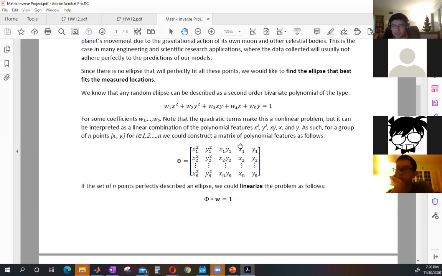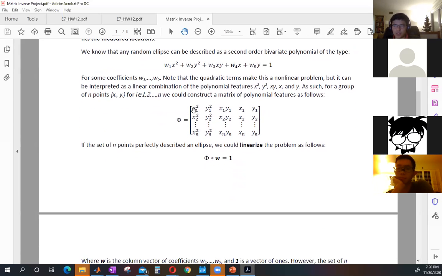So if these described a perfect ellipse, then we could write this matrix times our weights equals the vector of ones, right? This essentially means that we have n equations, and all of the n equations have this form from above: something x squared plus something y squared, etc., equals 1. We will have n equations that hold this true.